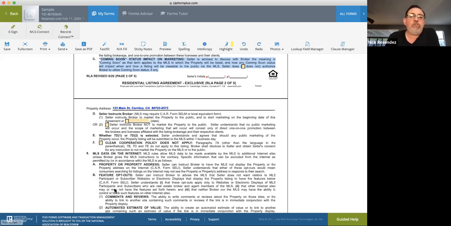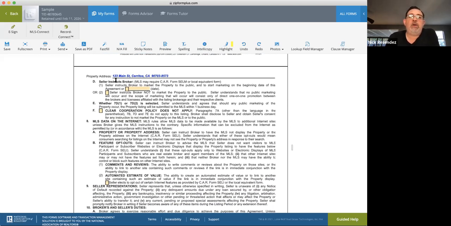Okay. Paragraph D, seller instructs broker. This is where we're going to either put the property in the MLS or exclude the property from the MLS. When we exclude the property from the MLS, we need the SELM form, seller exclusion of listing from multiple listing service. So if they say, I am instructing you to not market the property to the public, you're going to check that box and add the SELM form and fill that out appropriately, which we'll look at in a little while. Okay.